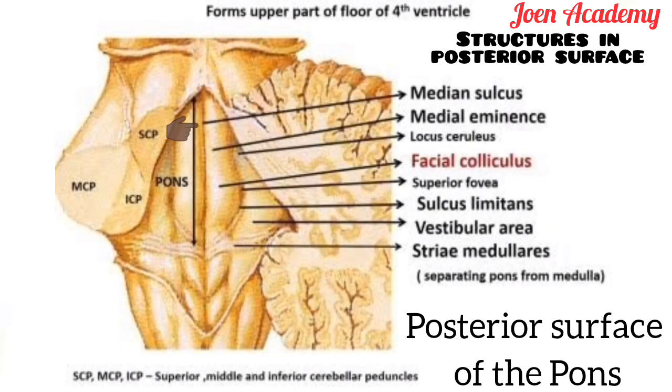At the lateral part of the pons, we will see the middle cerebellar peduncles. The posterior surface of the pons is divided into two equal halves by the median sulcus. The median eminence lies lateral to this median sulcus, and the sulcus limitans lies lateral to the median eminence. The lower part of the median eminence, that is the inferior end of the median eminence, expands to form the facial colliculus. The facial colliculus actually houses the abducens nucleus and the facial motor fibers.